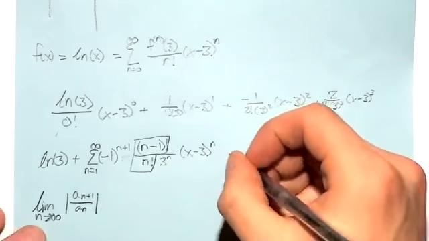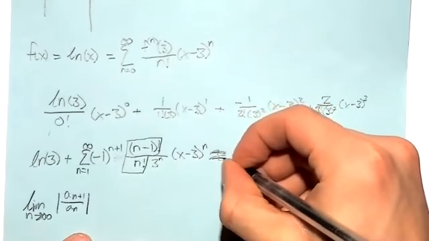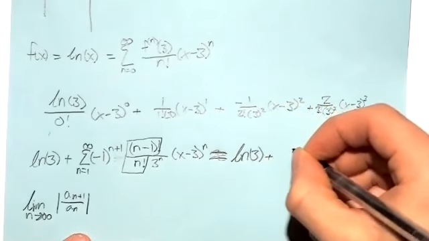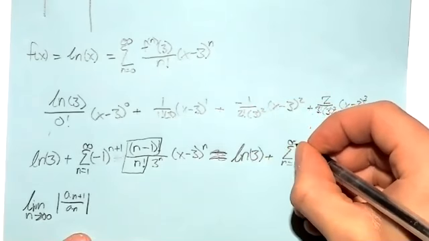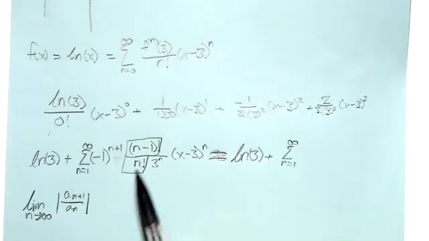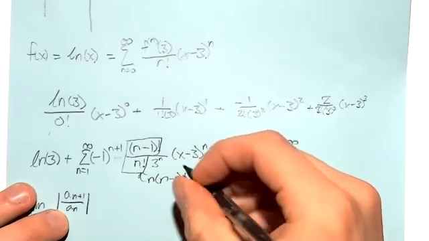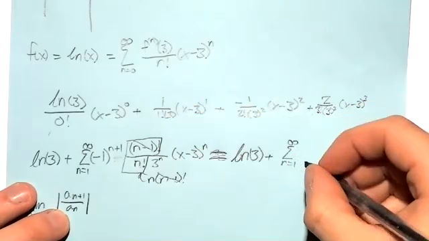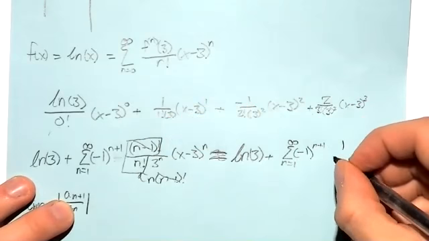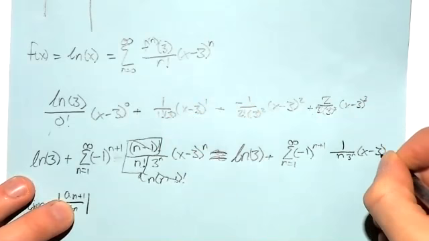So if we wanted to simplify this, we could say that this is equal to, not even approximate, it is equal to natural log of 3 plus summation n equals 1 to infinity. And now this n minus 1 factorial is going to cancel with this n factorial, and this n factorial we can write as n times n minus 1 factorial. That's how those n minus 1 factorials will cancel. So then we're left with negative 1 to the n plus 1, the 1 on top over n times 3 to the n, times x minus 3 to the n.